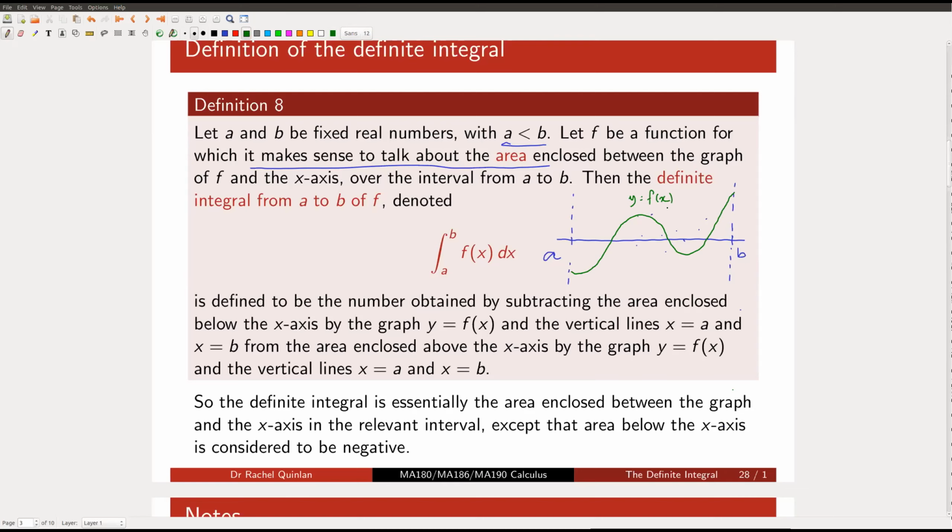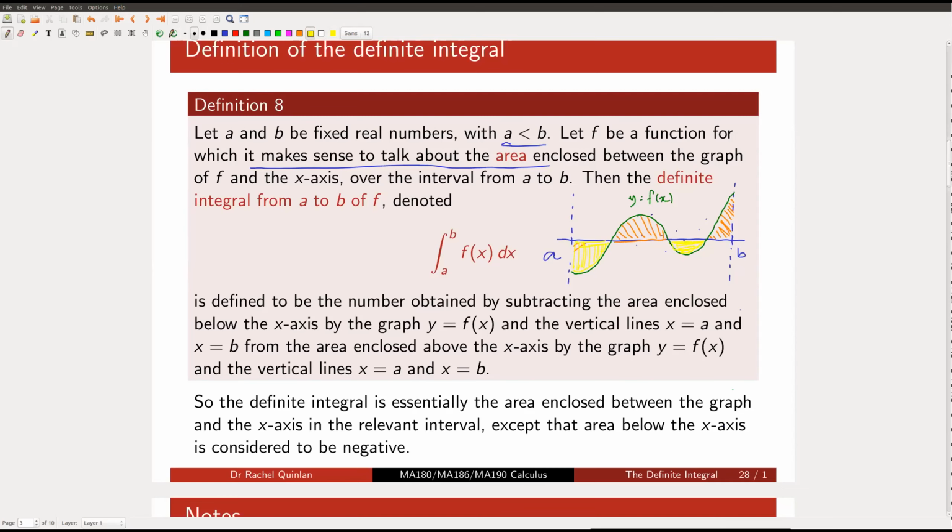then what we mean by that definite integral from a to b of f is essentially the area enclosed between the graph of f and the x-axis in the region with the left and right hand endpoints that are specified, with one small adjustment that didn't arise in the first example, which is that if the value of f is negative anywhere in the region, then those parts of the region that are below the x-axis, that correspond to negative values, are regarded as negative.